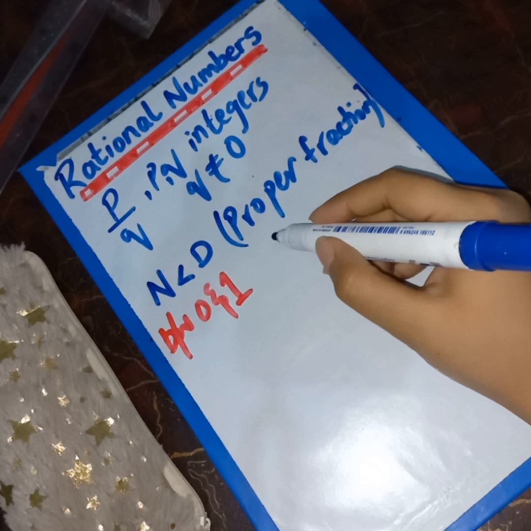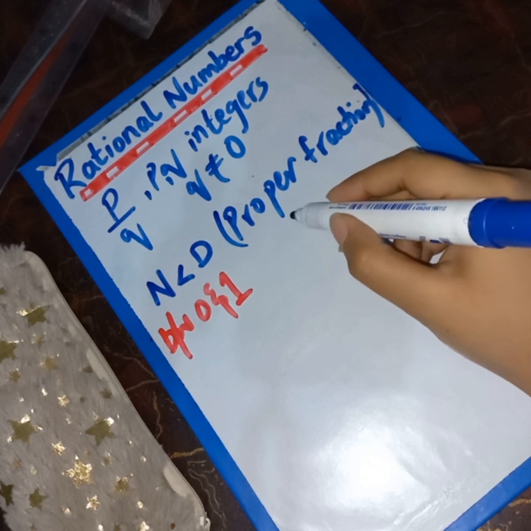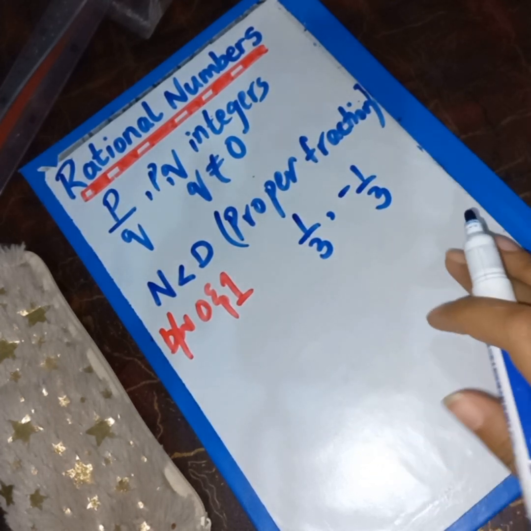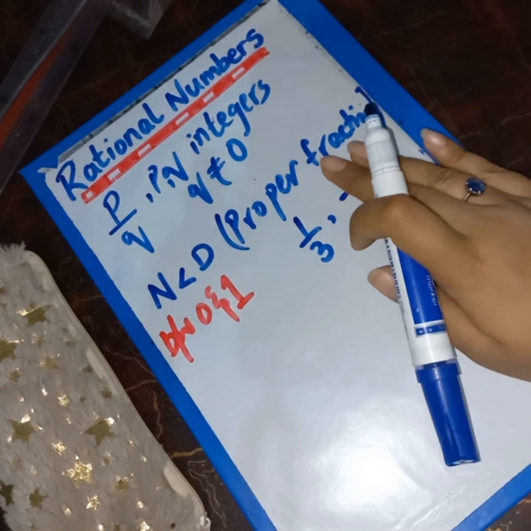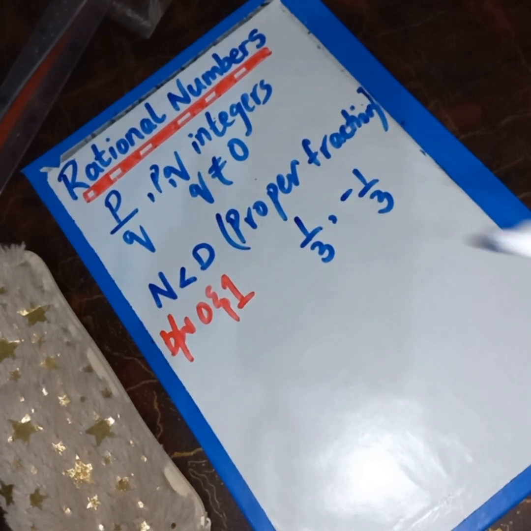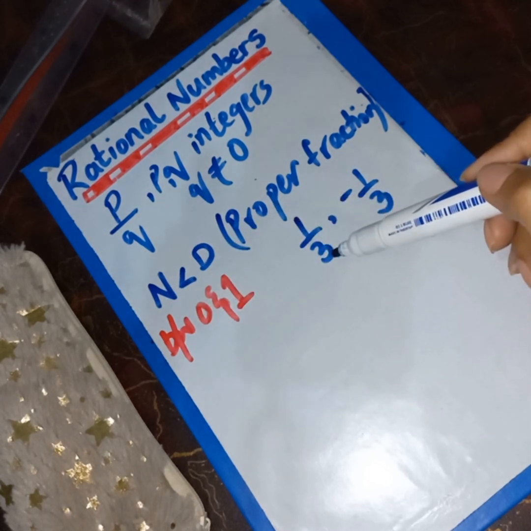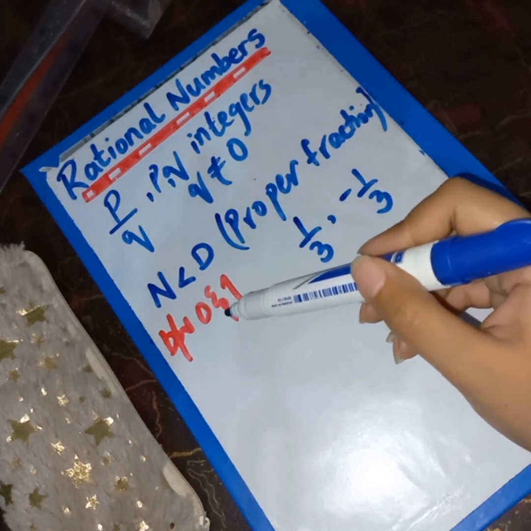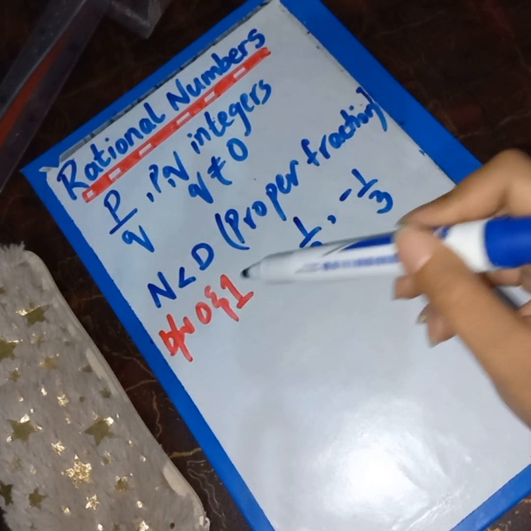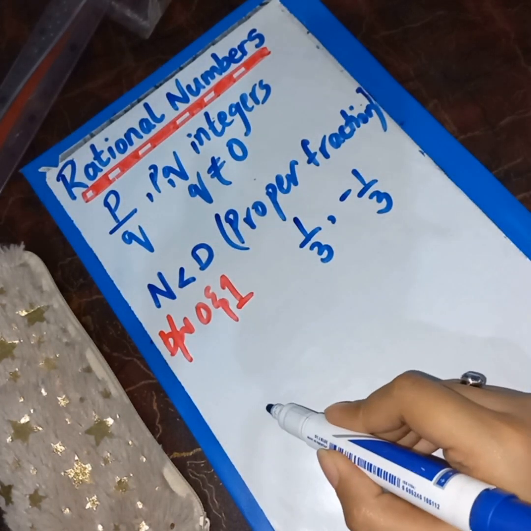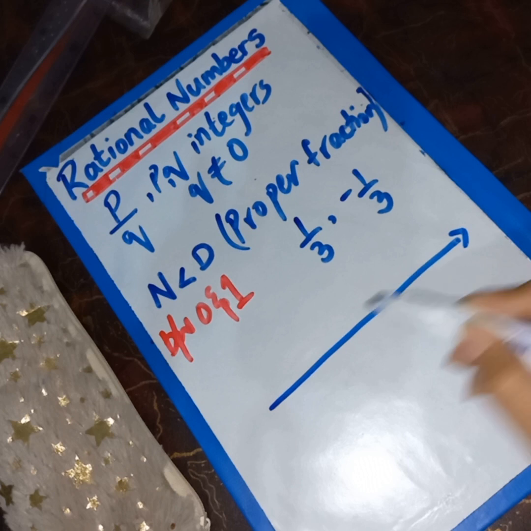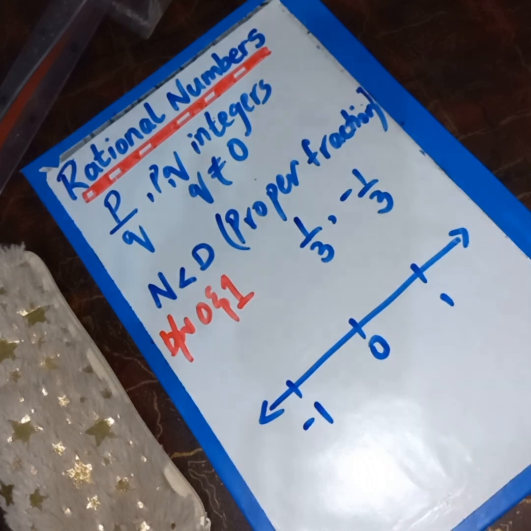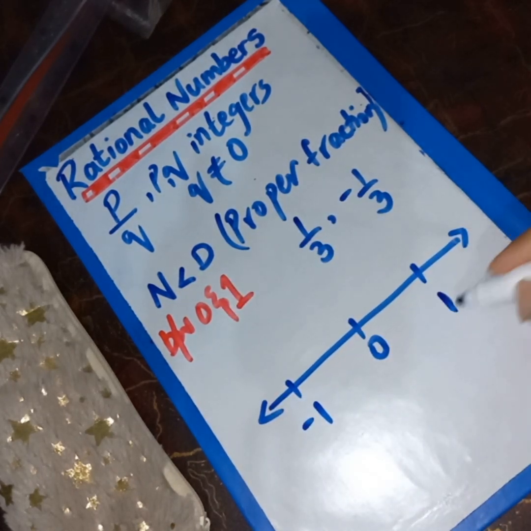For example, let's plot 1 by 3 and minus 1 by 3. Both these fractions I have to plot on the number line. Just ignore the minus 1 by 3 and look at this 1 by 3. Tell me, the numerator is less than the denominator. It means it's a proper fraction. I said that whenever you have a proper fraction, it will be plotted on the number line between 0 and 1. So let's take a number line and write 0, positive 1 and negative 1, and the fraction will lie between 0 and 1, as per the rule I have told you.